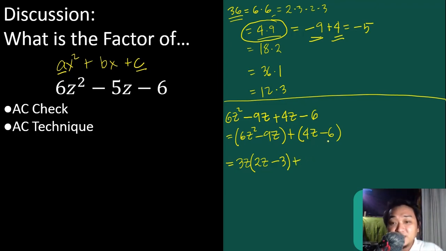Okay, how about 4z minus 6? Well, the common factor between 4 and 6 is 2. After we factor it out, all we have to do now is divide. 4 divided by 2 is 2. Take note, we did not factor out a z, so we will write z minus 6 divided by 2 is 3. Our objective here, why we expand it like this, is that later on we will get the common quantity.